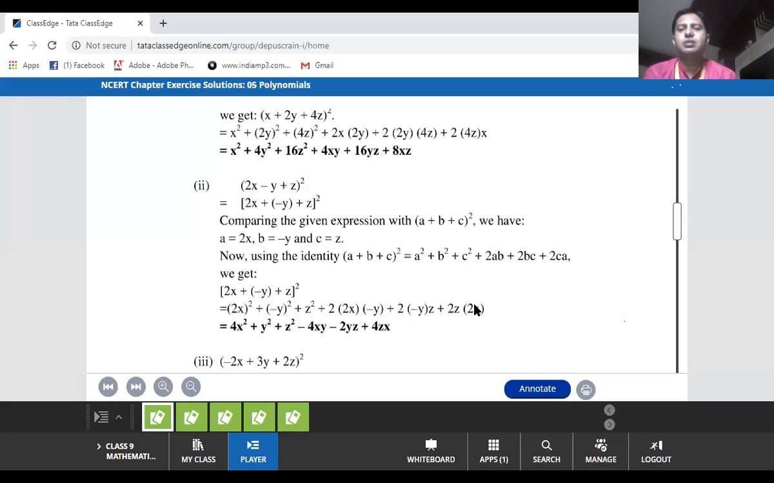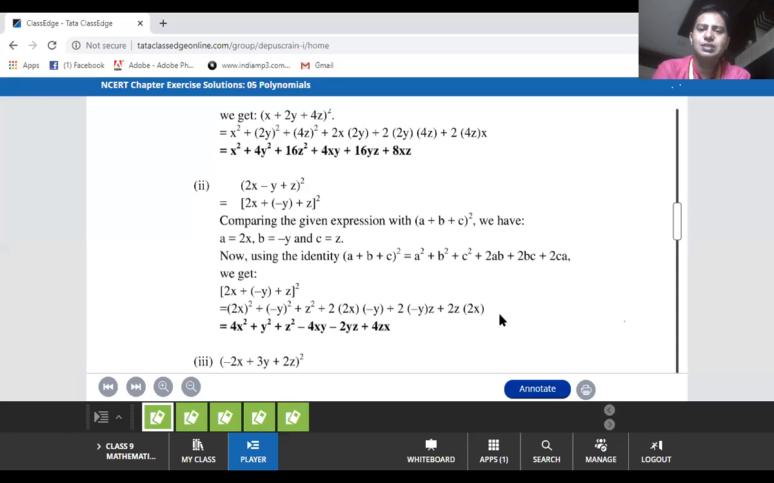Now we'll simplify these brackets. 2x whole square is 4x square. Minus y whole square is plus y square. Z square as it is. 2 into 2x into y is 4xy, but y is negative, so it will be minus 4xy. 2 into minus y into z will be minus 2yz. And 2 into z into 2x is 4zx. So the answer will be: 2x minus y plus z whole square is equal to 4x square plus y square plus z square minus 4xy minus 2yz plus 4zx.